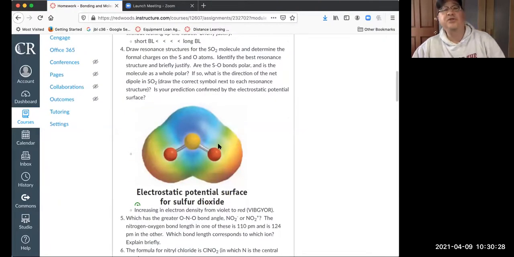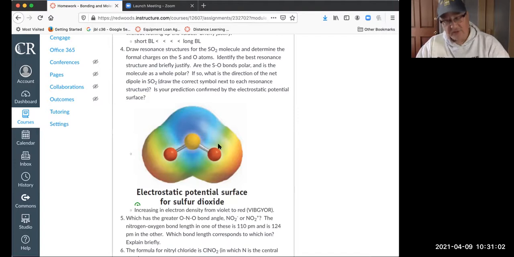Draw resonance structures for the sulfur dioxide molecule and determine the formal charges on sulfur and oxygen. Identify the best and briefly justify. Are the sulfur oxygen bonds polar? And is the molecule as a whole polar? If so, what is the direction of the net dipole in SO2? Draw the correct symbol next to each resonance structure. And is your prediction confirmed by the electrostatic potential surface, which is shown below?